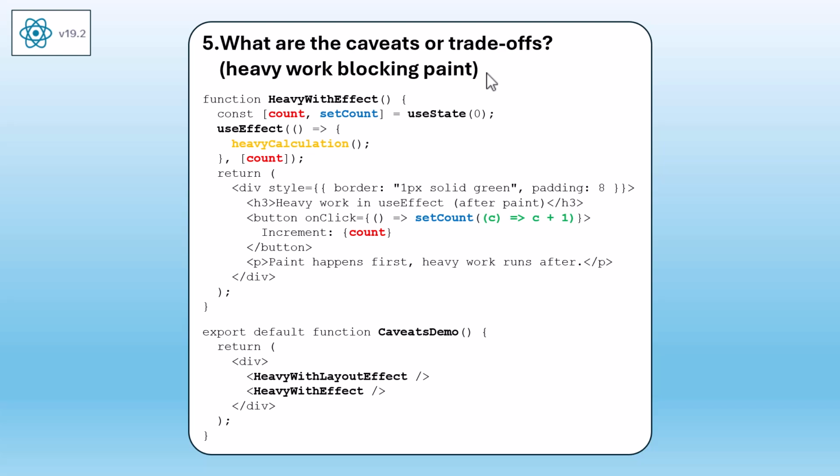Another caveat: you must follow the rules of hooks. Only call it at the top level, not inside loops or conditions, and you must manage dependencies carefully. Unnecessary object or function dependencies can cause repeated executions and degrade performance.